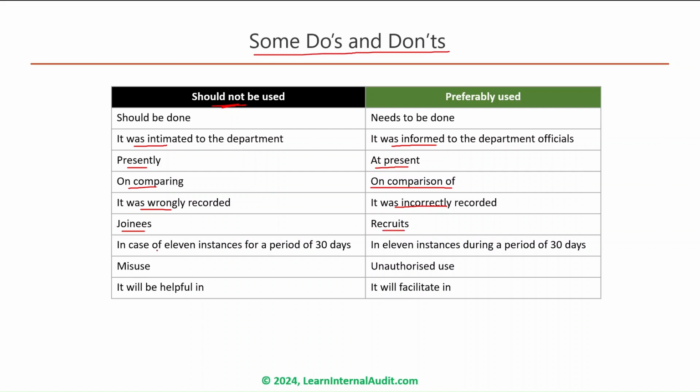"In case of 11 instances for a period of 30 days" becomes "in 11 instances during a period of 30 days." Now again you are removing the unwanted words, "case of." Misuse: instead of "misuse," use "unauthorized use." Next, "it will be helpful in" becomes "it will facilitate." Now these are the terms which are preferably used while writing the report.